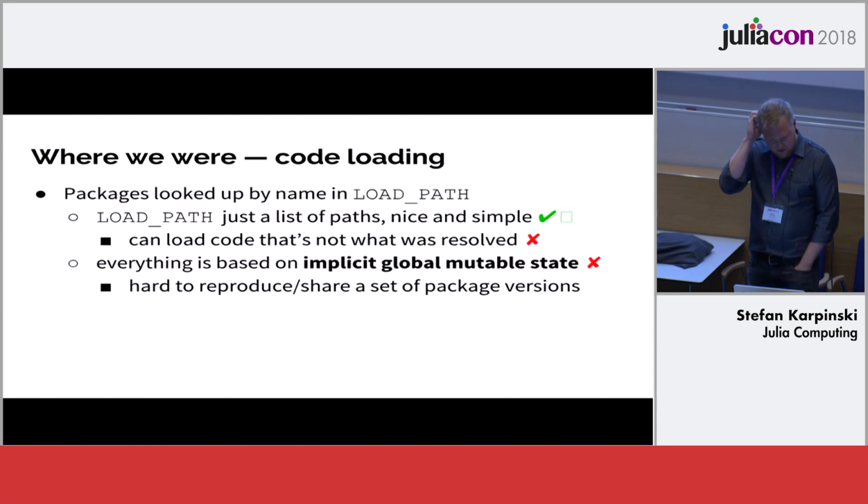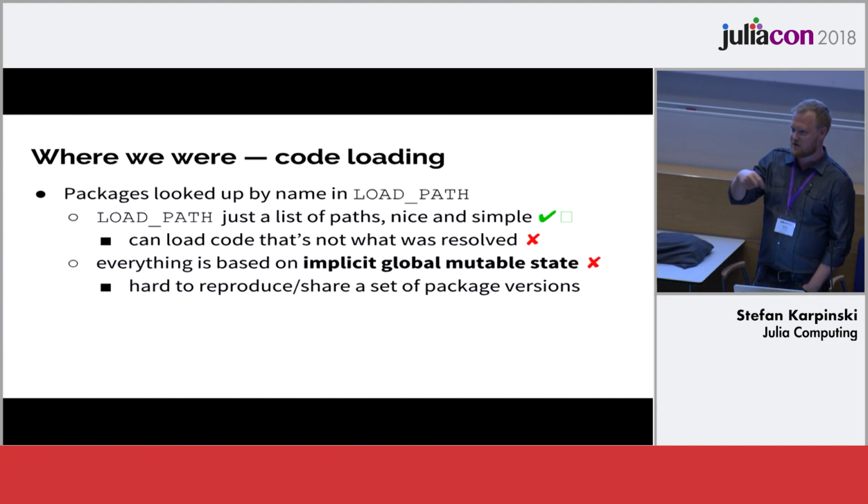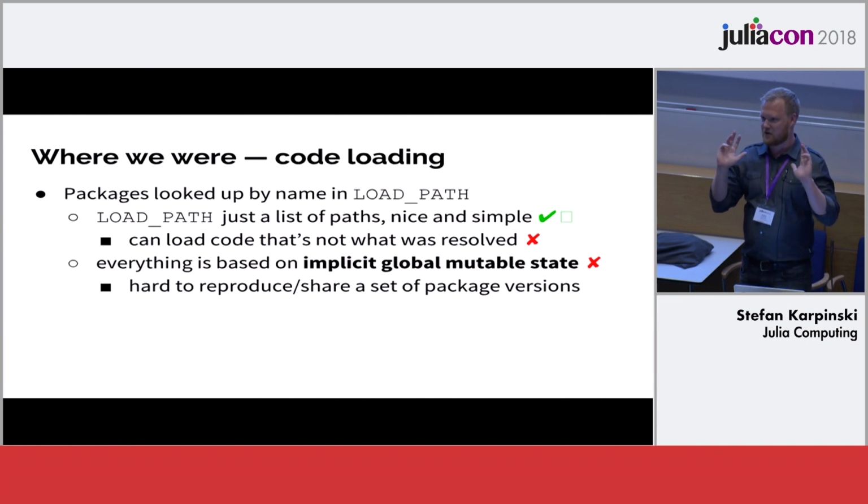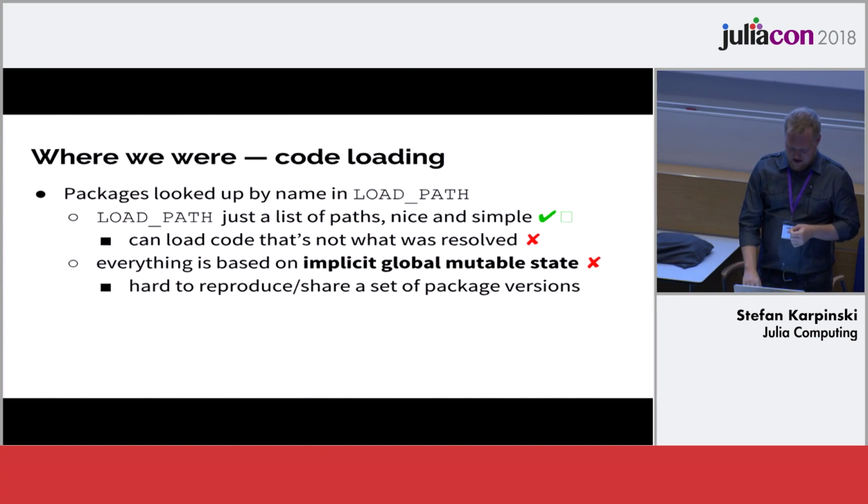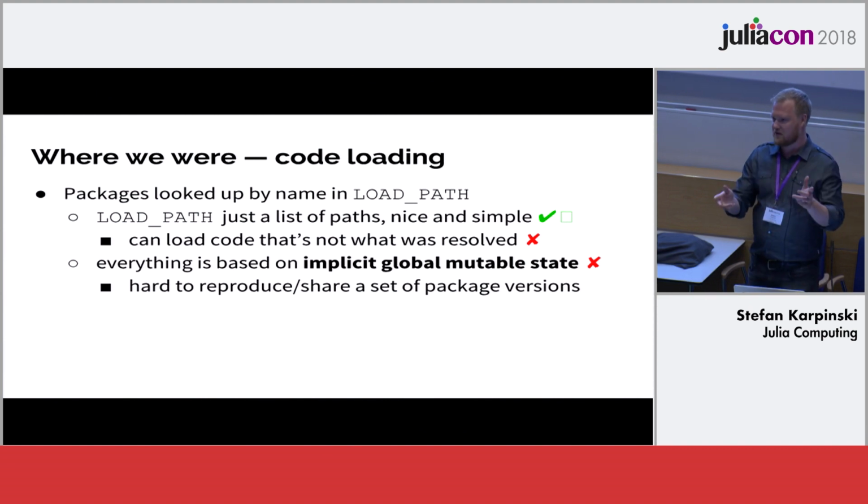Code loading is pretty simple in the old version. Basically, you have this thing called the load path. It's a bunch of directory names, and you look in each directory for a thing called x/source/x.jl, and if that exists, that's how you load the X package. And you just load the first one you encounter. The downside is that you can end up in a situation where you resolved something and installed it, and then that's not actually what you end up loading. It's hard to do, but it can happen.